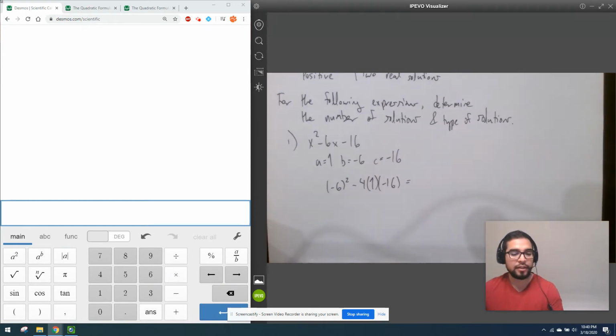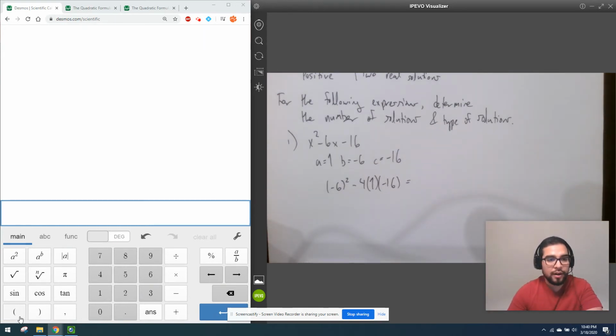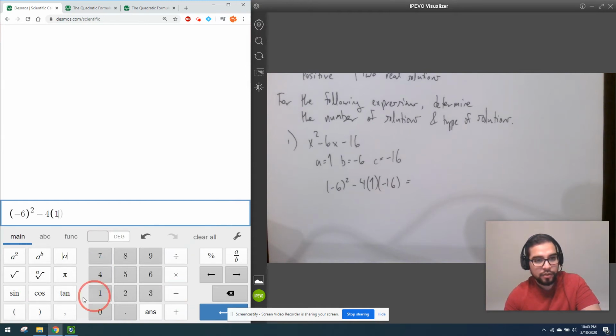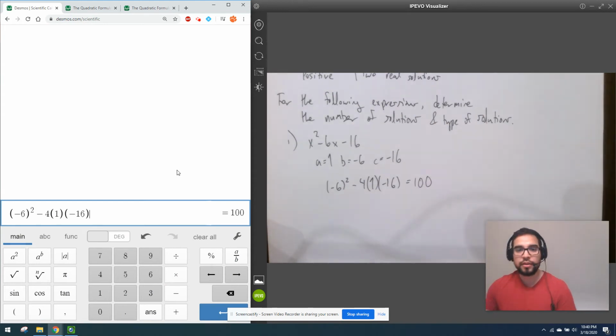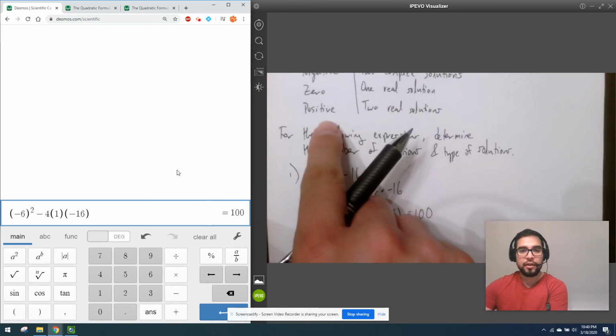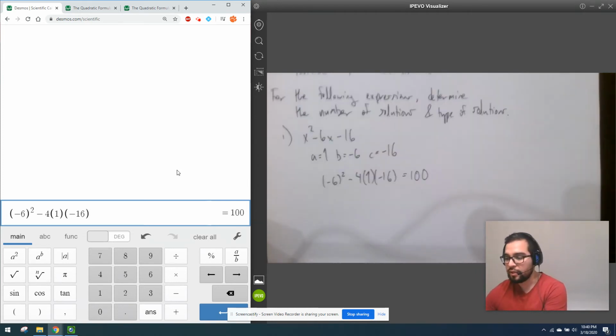Now let's calculate this here. I'm going to put parentheses wherever a variable goes. So negative 6 squared minus 4 times 1, close that up, times negative 16. Let's see what we get. 100. So my discriminant, let's see what category it falls under. Positive. So we have two real solutions.